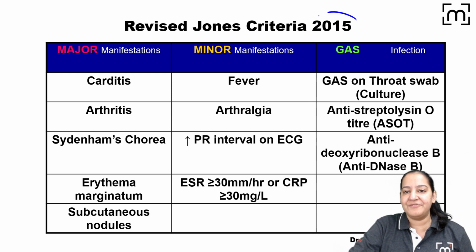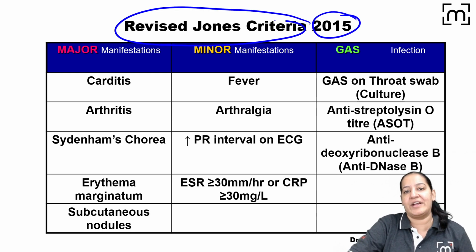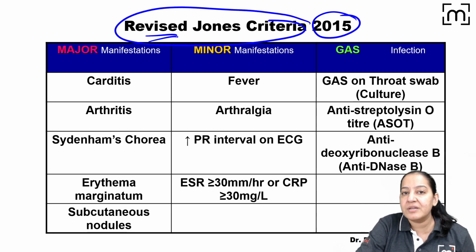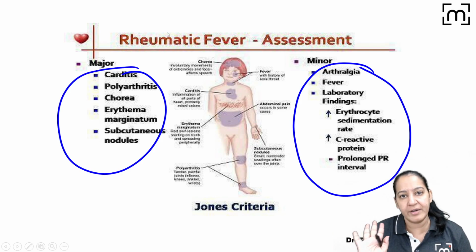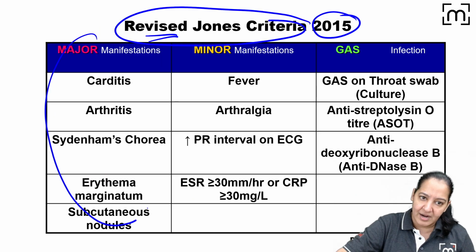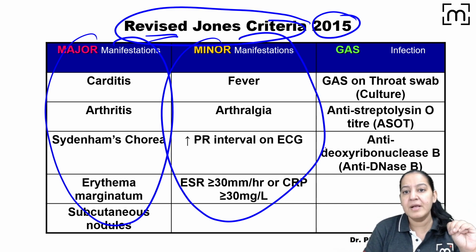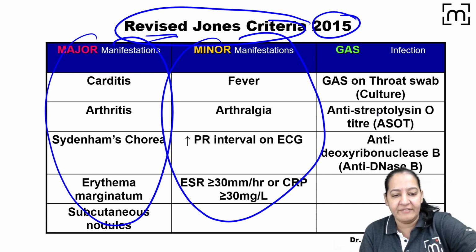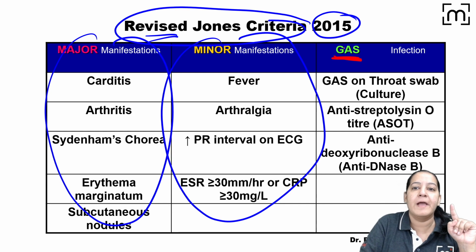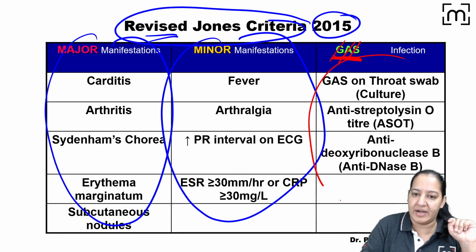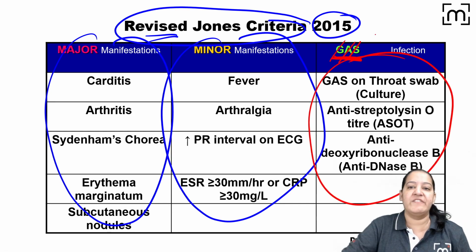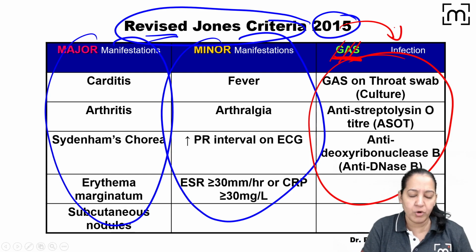After that, in 2015 there are revised Jones criteria. Now tell me, ma'am, what is the revision? 5 major, 5 minor, we got it. What is the revision? In the revision the major are the same, in the minor 1 is removed, the rest 4 are the same, but a few more criteria are added which are known as GAS criteria. Group A streptococcal infection criteria, which are 3 in number. That is the revision. In the revision we added these as well. You will say, ma'am, why so?